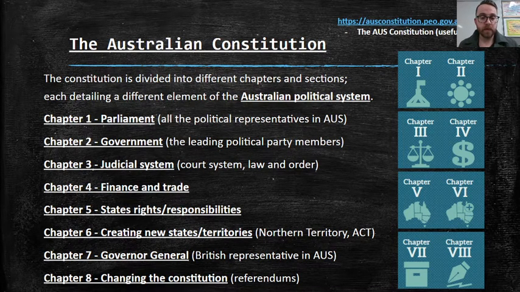It also looks at law and order, so what the police can do in Australia. Chapter 4 looks at finance and trade, so money, and then trading with states and trading with other countries.